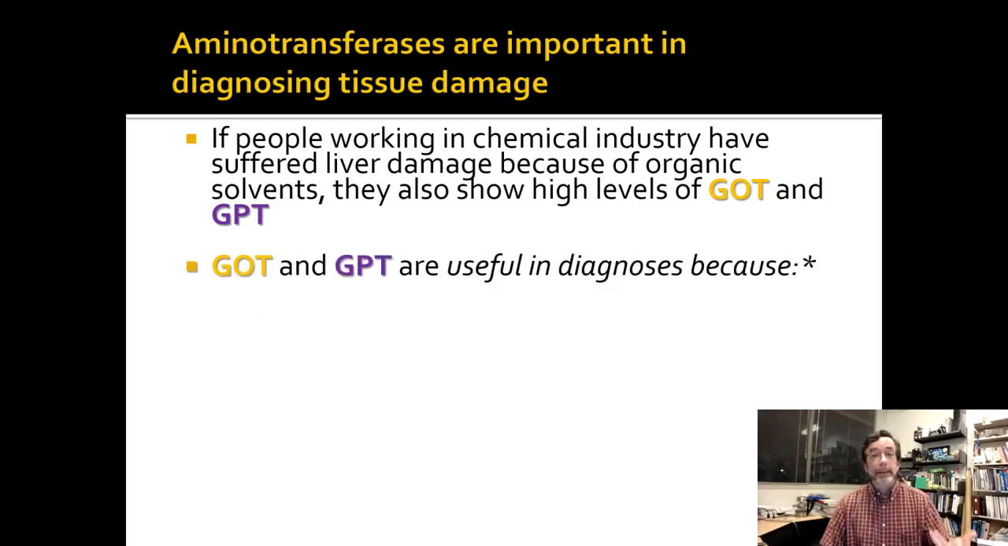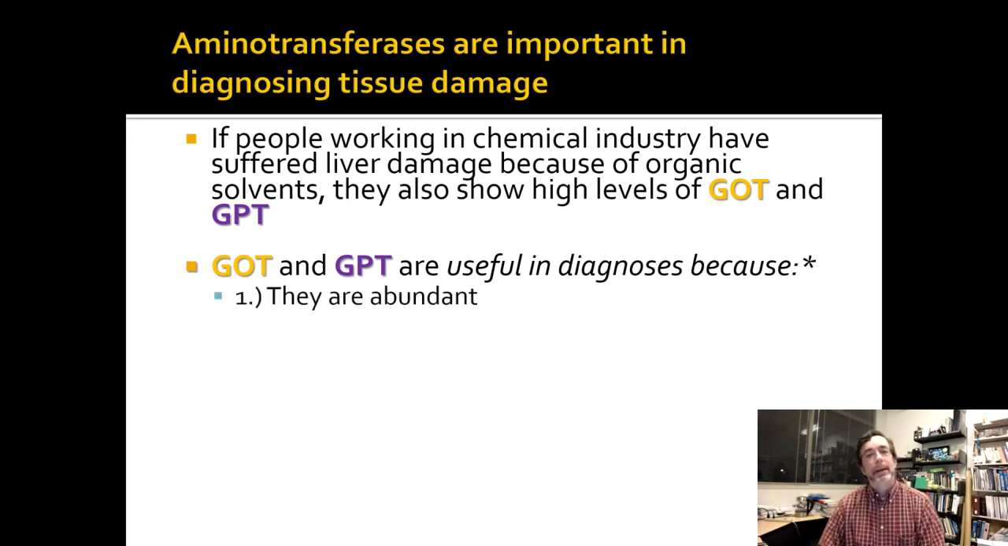So the same test can test for liver damage in a chemical worker and for a heart attack in a non-chemical worker, right? So I want you to think about why they are useful in diagnoses. Why do we use these? I already mentioned some of the reasons, but maybe you can try to recall. Okay, pause it if you want to think about it. And I'm going to tell you the answer.